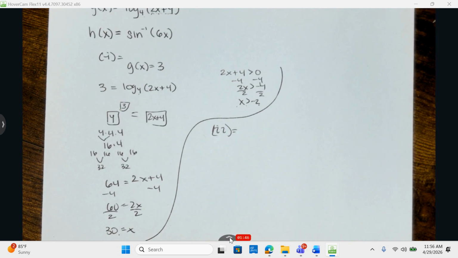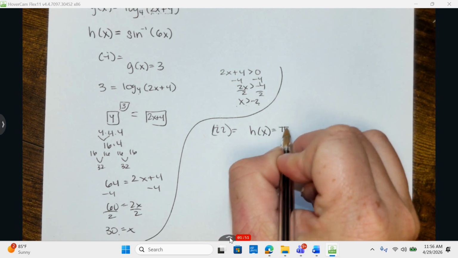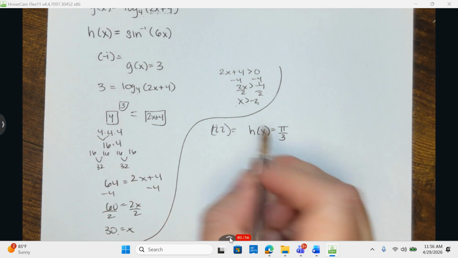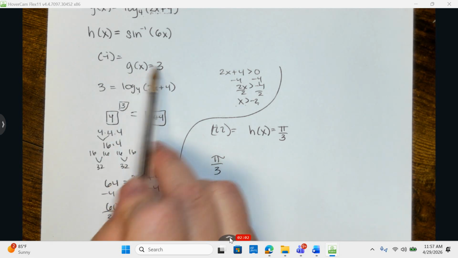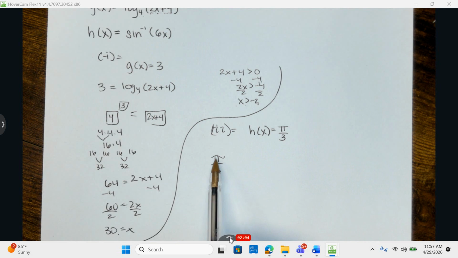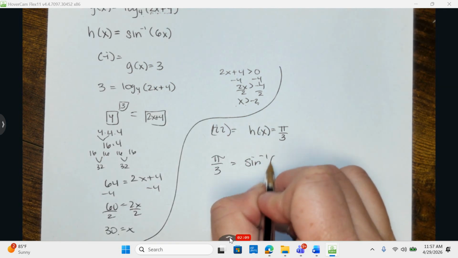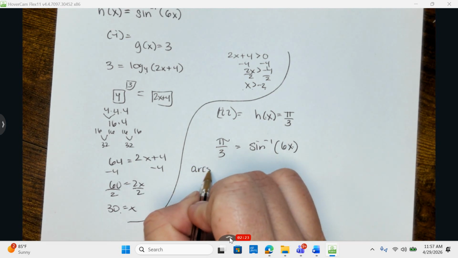Okay, so the second part says solve when h of x equals pi over 3. So I'm going to do the same thing I just did for part 1. Like I took g of x equals 3 and set it equal to g of x, I'm going to take pi over 3 and set it equal to what h of x is. Now, you may be thinking to yourself, what do I do here? In order to eventually solve for x, I need to get x by itself. So if you remember here, I can write arc sine.